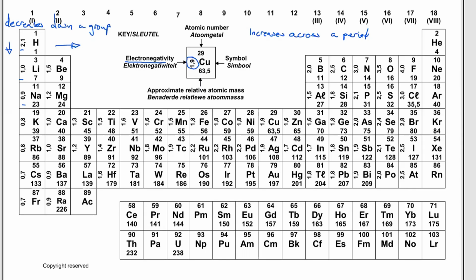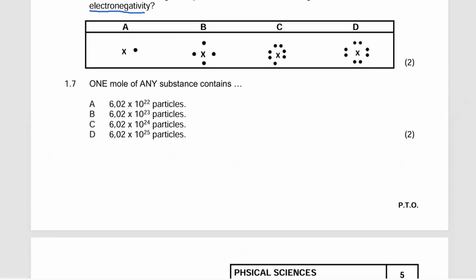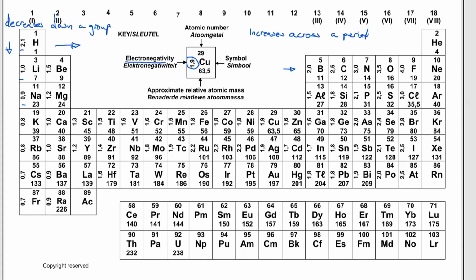So if you're moving from your left going to the right, your electronegativity increases across the period, but it decreases down a group. According to this, we have X with a dot there, right? This dot represents our valence electrons, or electrons found on the outer shell. So if we're only having a dot there, this is our X with the dot.